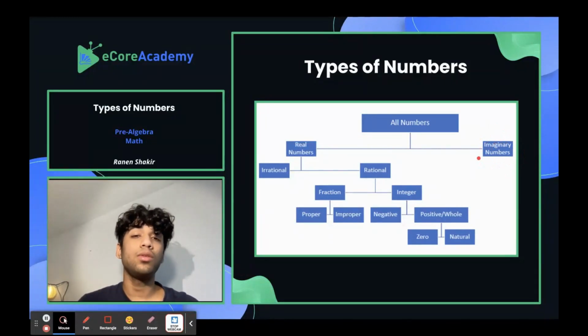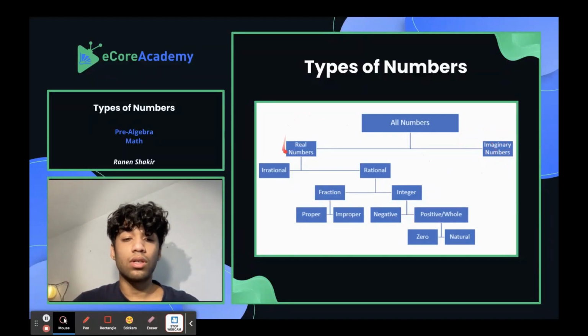I just want to introduce it to you because you do learn it later on in math. So we're not going to worry about imaginary numbers in this course. We're only going to focus on all the real numbers we have here. So everything that branches off of real numbers are real numbers.